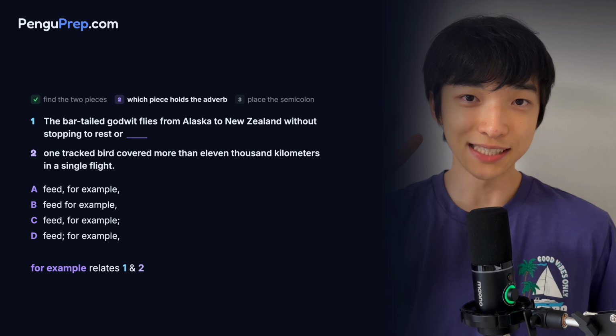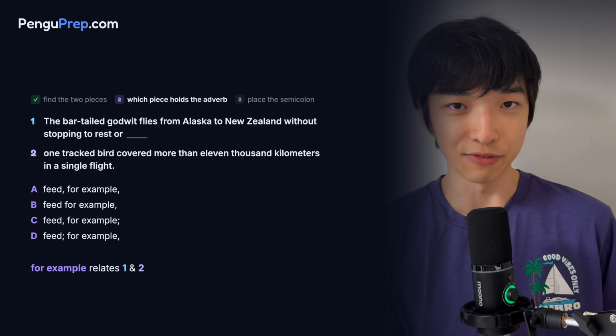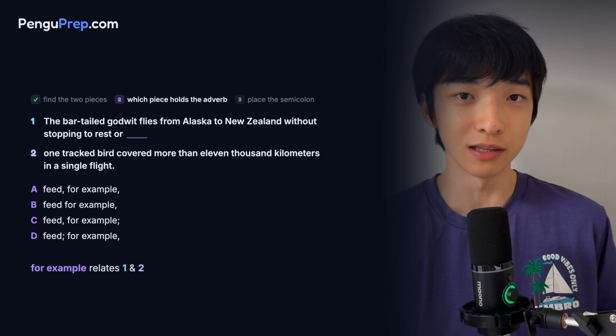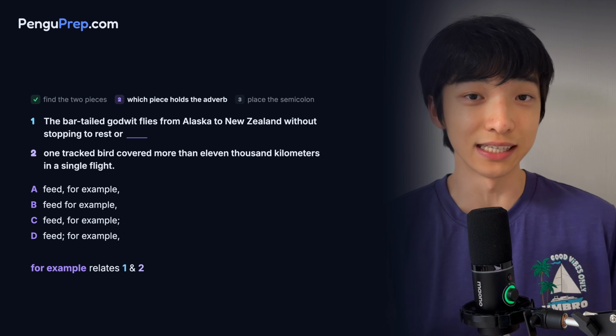That's step 1. Second, we need to find what piece the conjunctive adverb needs to be in so that it properly relates the 2 clauses identified in step 1.